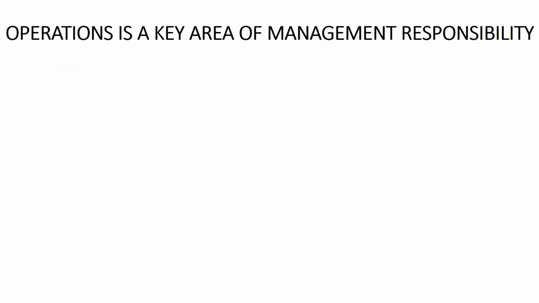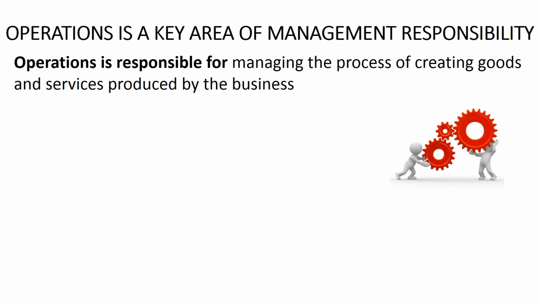And here's another set of boxes and links, this time the link between the boxes of areas of management responsibility, which we looked at in Outcome 1, and operations management. The operations area of management responsibility is responsible for managing the process of creating goods and services produced by the business. That is, it's responsible for managing the operations system. However, in performing this function, the operations area of management responsibility is supported by the other 4 areas of management responsibility.